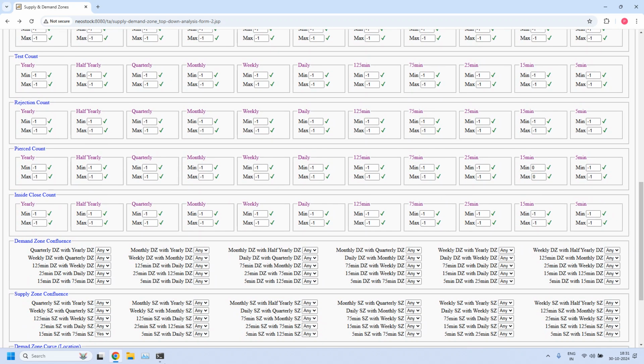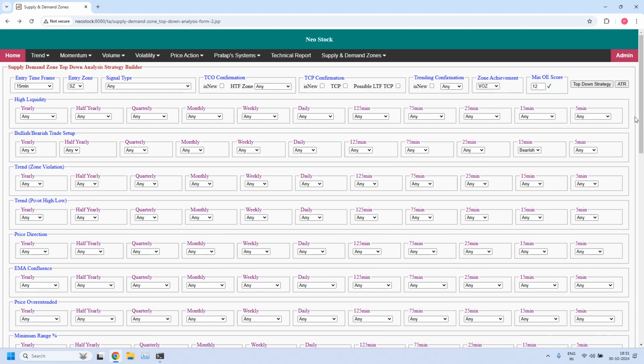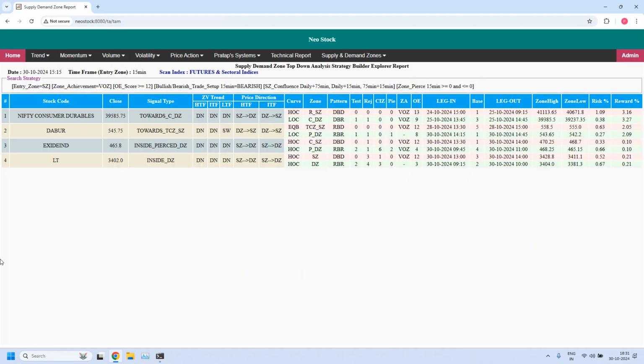So in the supply zone confluence, already the first filter is enabled here. Second filter, 15-minute supply zone with daily supply zone confluence. 75-minute supply zone with daily supply zone confluence. With all the 3 filters, LTF, ITF, HTF supply zone confluence, we got 4 stocks. In all these 4 stocks, the entry time frame 15-minute supply zone is part of the 75-minute supply zone. Both together again part of the daily supply zone. So these are the high probability setup stocks. And HTF trend is down.